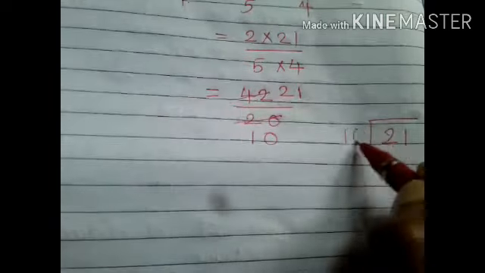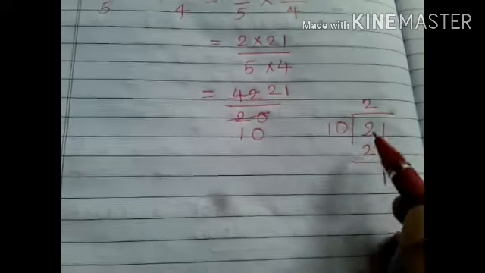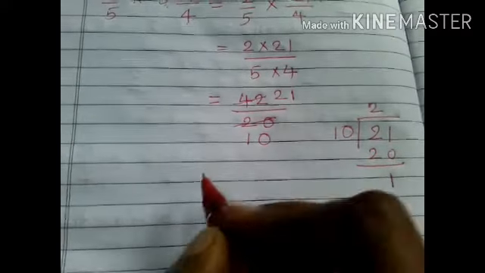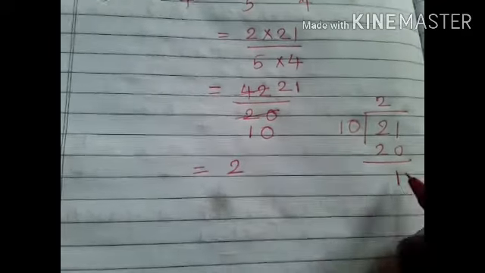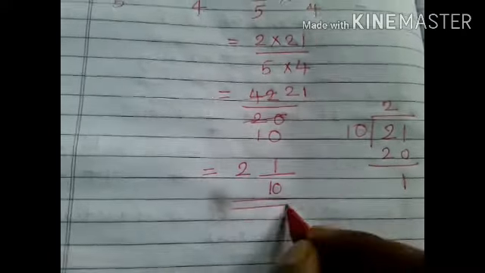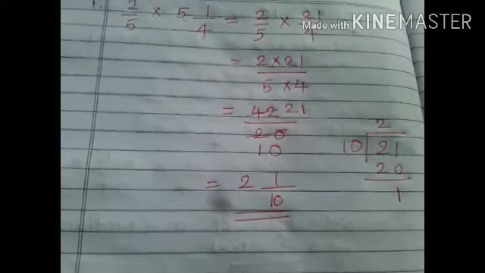Here 21 divided by 10. Then 21 divided by 10 is an improper fraction, so it can be converted into a mixed fraction. 21 divided by 10, we get 2 as the quotient, 1 as the remainder, and 10 as the divisor. So this is the answer.